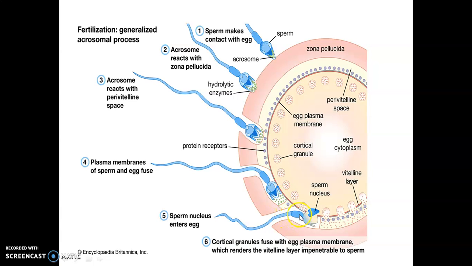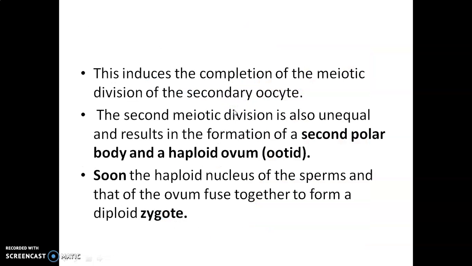Then the sperm nucleus enters the egg. Then cortical granules fuse with the plasma membrane. Here you can see the presence of cortical granules. So on the inner side of the egg, those cortical granules fuse with the egg plasma membrane, which renders the vitelline layer impenetrable to sperm. So it prevents the entry of any other sperm into the egg. Clear? So this induces the completion of meiotic division of the secondary oocyte.